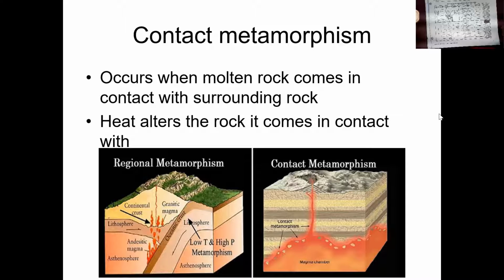So contact metamorphism occurs when molten rock comes in contact with the surrounding rock. The heat will alter the rock it touches.